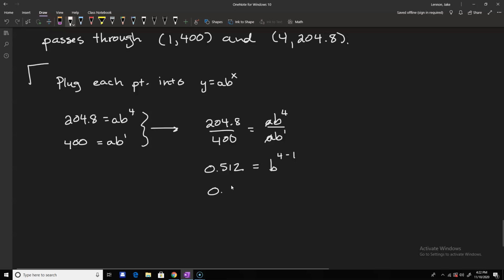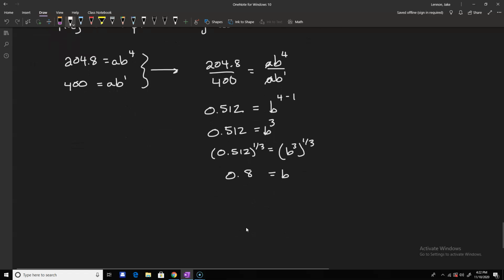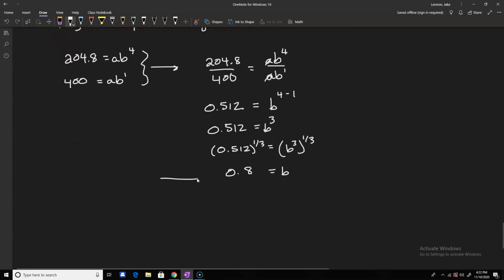So I get 0.512 equals b to the third, and I want to just raise both sides to the 1/3 power, and that will allow me to solve for b. So I have b is equal to 0.8. So now I know my equation looks like y equals a times 0.8 to the x.